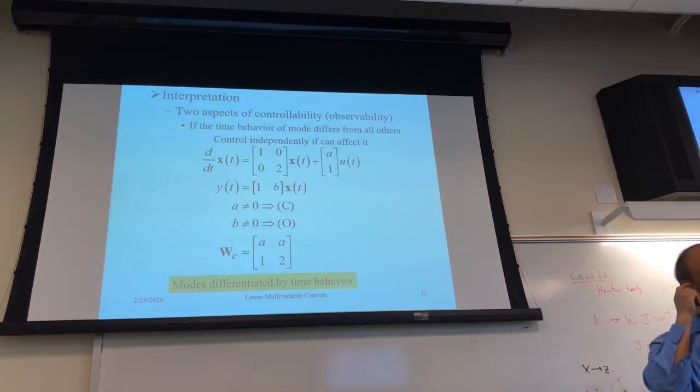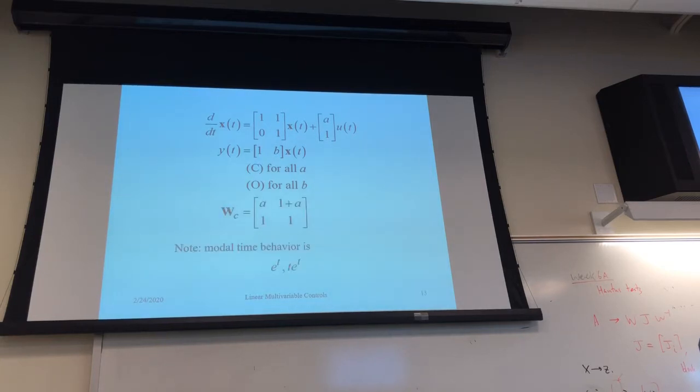So this is called modal controllability and observability. This is of course the simplest case. And in the time behavior, it is e to the power of 1 t and t times e to the power of t. I hope you get familiar with this. And so both modes are now controllable and observable.